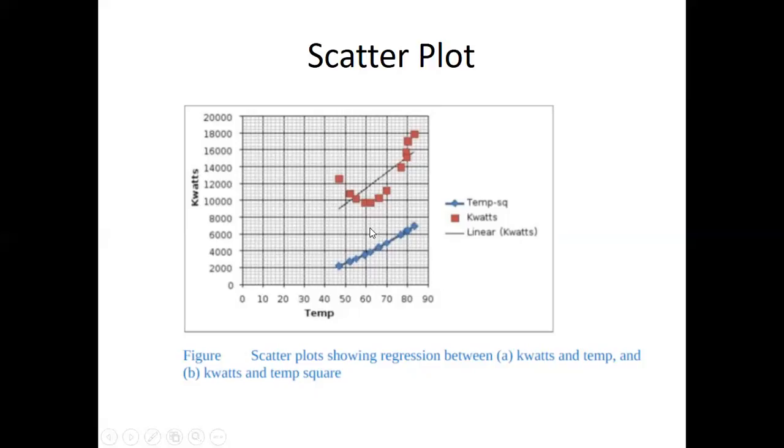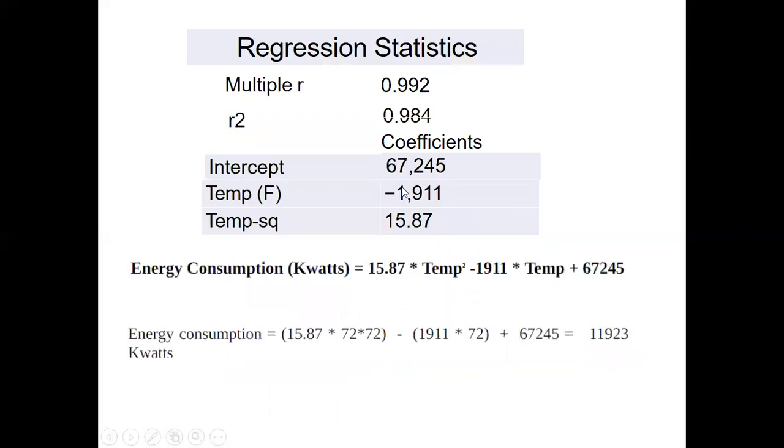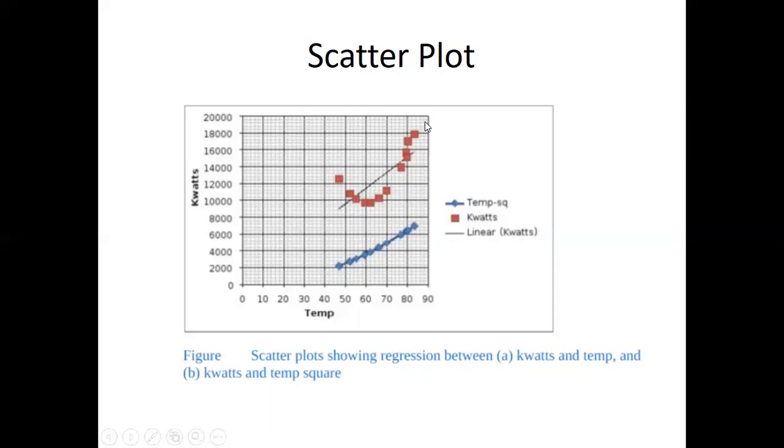such as a quadratic variable, temperature square. We have to use the temperature square. This is in curvilinear fashion. So we use another value, that is the non-linear variable temperature square. We are just giving the square of the temperature. The second line shows the relationship between kilowatts and temperature square.